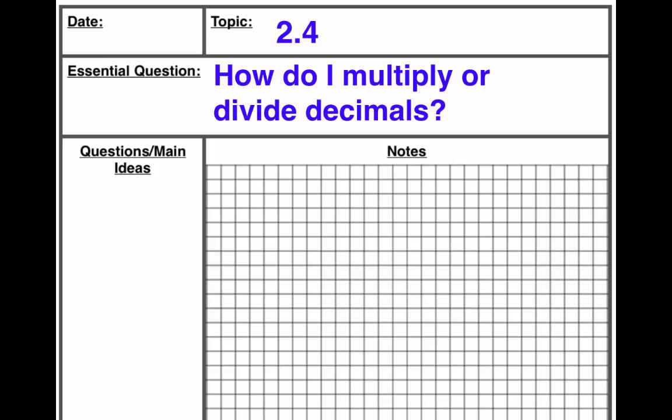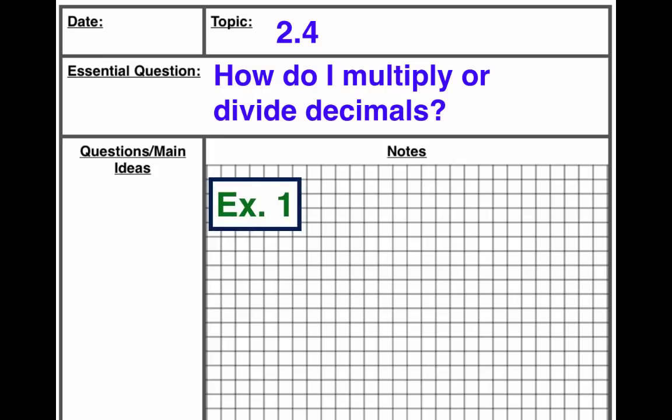The essential question in this video is how do I multiply or divide decimals? So obviously something you're going to need to do in real world situations. You need to be able to multiply and divide decimals. And we're going to get into, in this video, just how to use your calculator to do that.